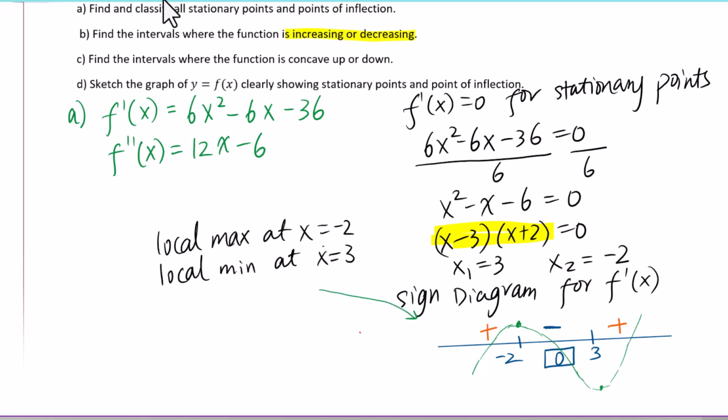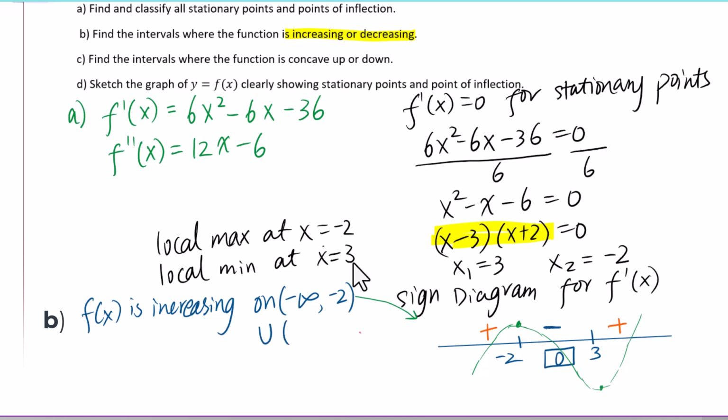We can use this sign diagram to figure out increasing or decreasing intervals. F of x is increasing on the interval negative infinity to negative 2, union 3 to positive infinity. F of x is decreasing on the interval from negative 2 to 3.